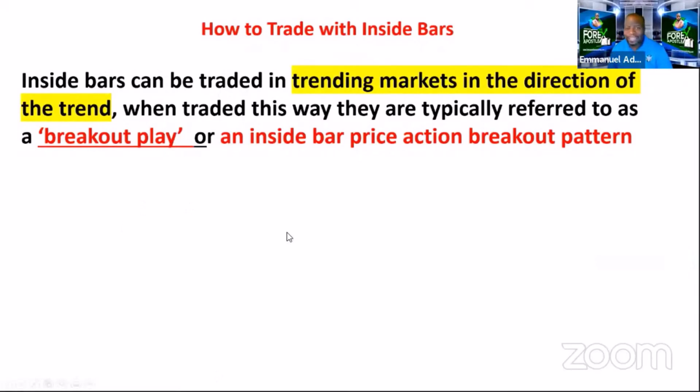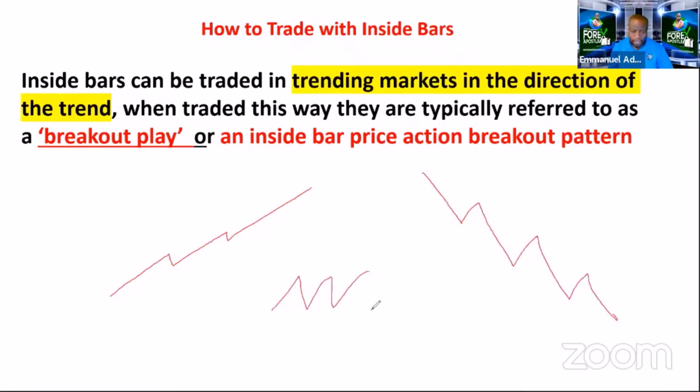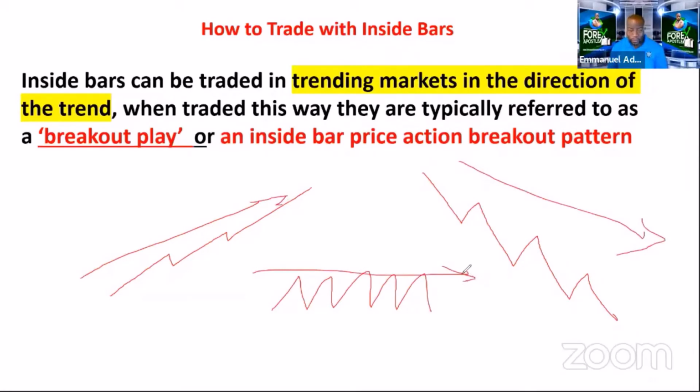Inside bars can be traded in trending market. I've explained that before. Remember, the market does three things. It's either trending up or trending down. As a forex trader, you need to know that. Or it is ranging up and down, up and down, up and down. These are the three things the market does. It's either trending up, trending down, or flat, ranging.